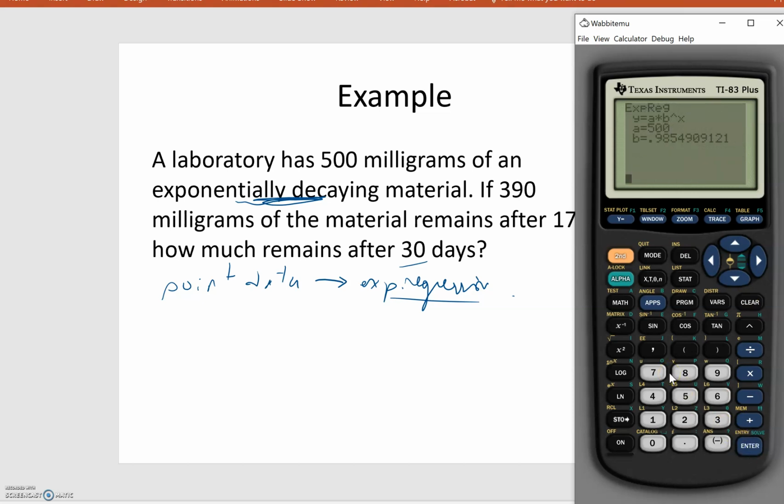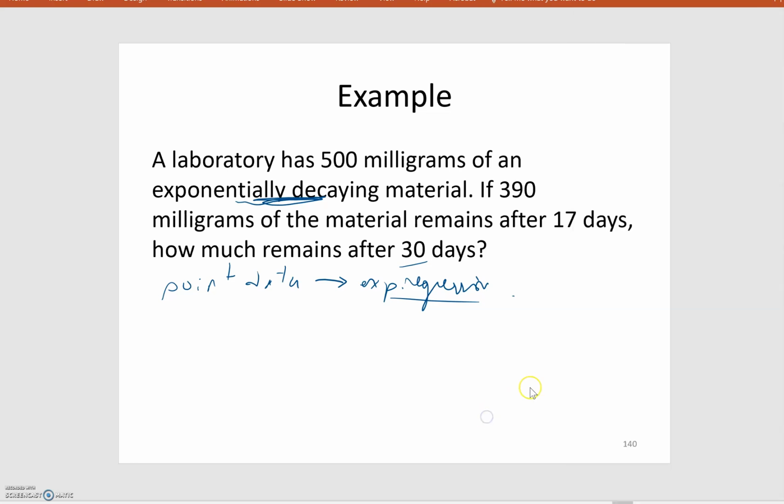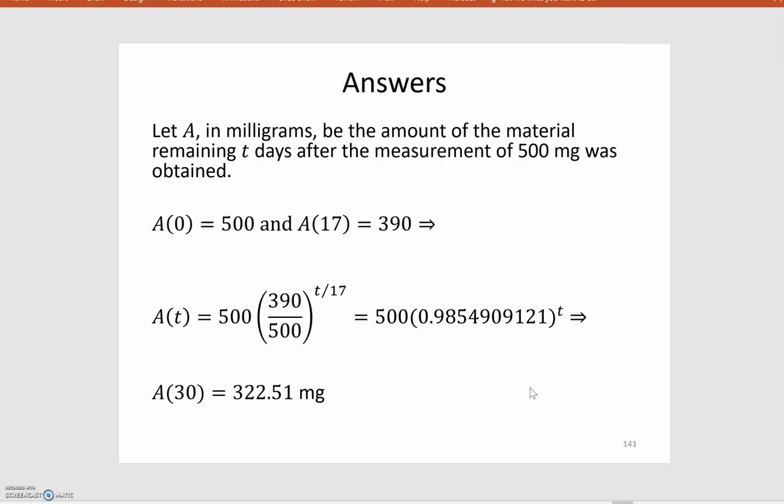There's our model. The question actually asks just for how much is going to be there after 30 days, so I just need to go to the Y-Vars function and put in 30. And there's our amount, 322.514. Okay, so this solution uses the 2-point model, which is absolutely fine. I just used exponential regression instead.